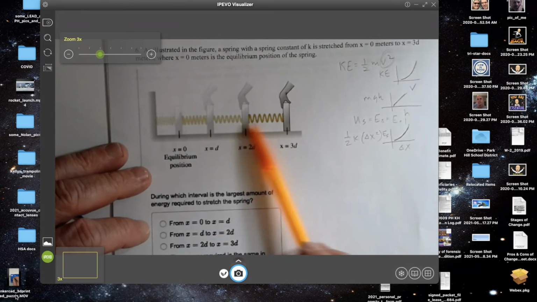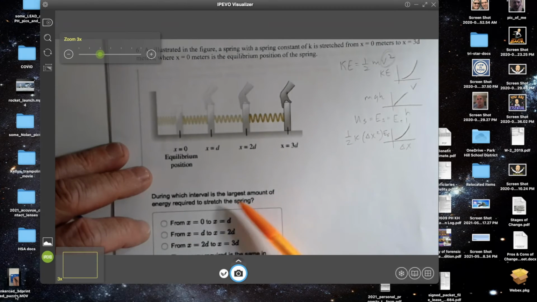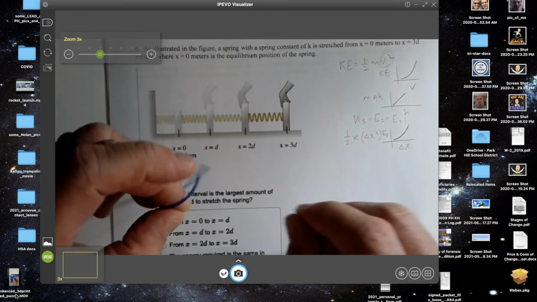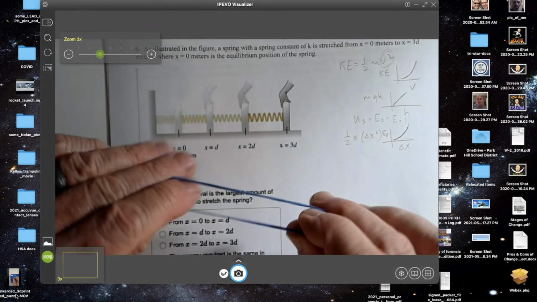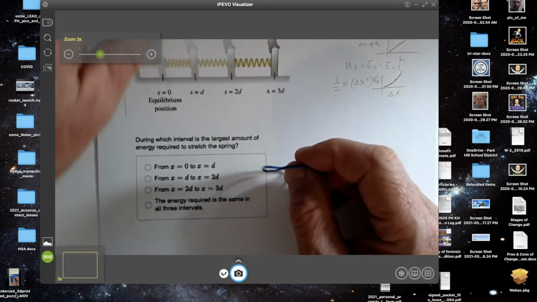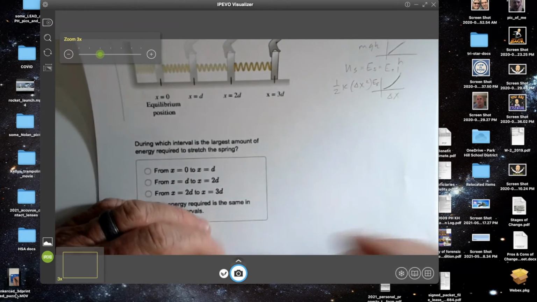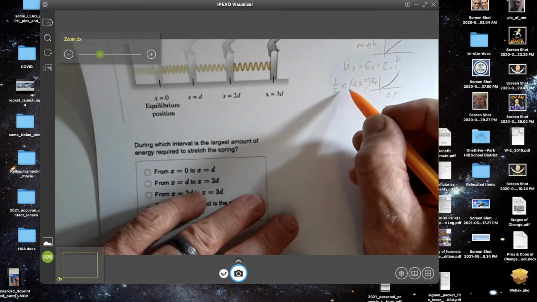So which interval represents the largest amount of work, or energy I have to put in, to stretch the spring? It could be a spring, it could be a rubber band, it could be any sort of elastic material, all right? Now, spring energy represents 1/2 k Δx squared.